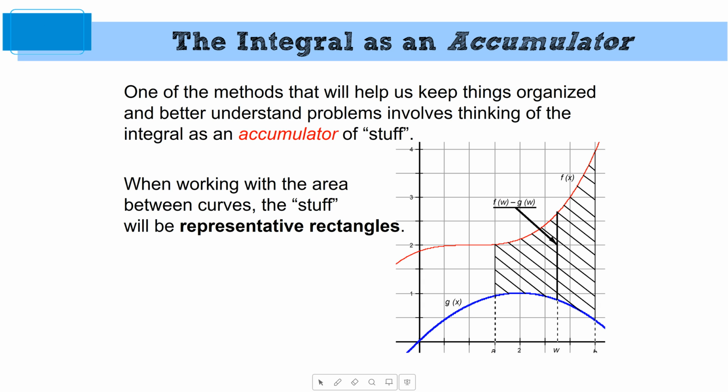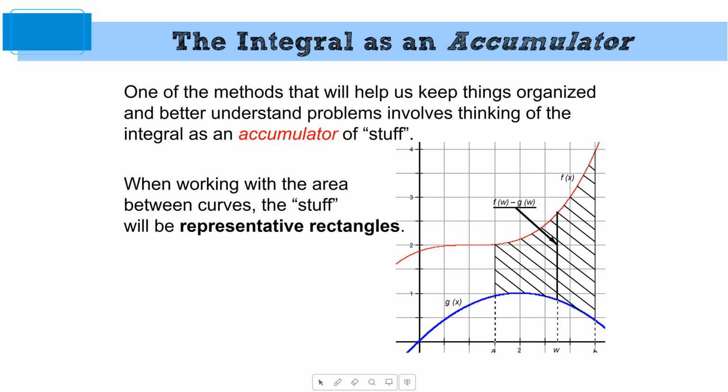Then I need the width. And we'll talk about the width in a second. But hopefully by now you understand the concept that if I want to find the area of that entire region, if I can find the area of one rectangle and then add up all those rectangles, I would have the area of the whole region.